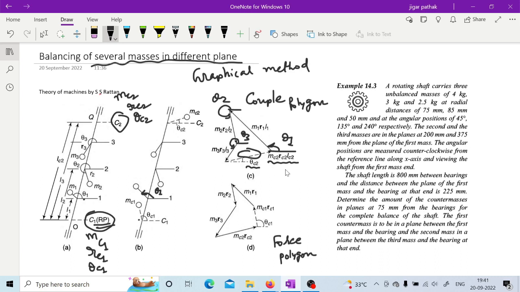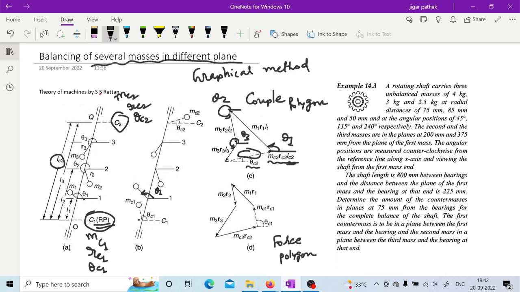So here, while balancing several masses in different planes, you will decide beforehand at what distance you are taking the plane in which you are going to provide your mass. So this LC2 will be decided by you. Then again the product of MC and RC comes out, right? Previously we used to decide one of them and calculate the other, and here you will do the same. So by solving this couple polygon, you will have the balancing mass required in plane C2, MC2 and RC2.